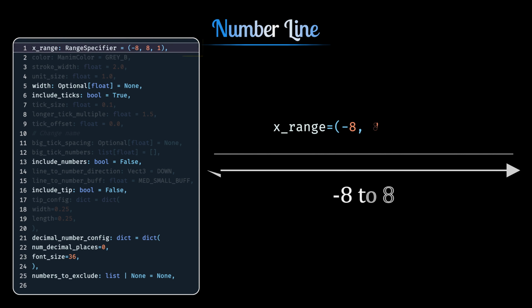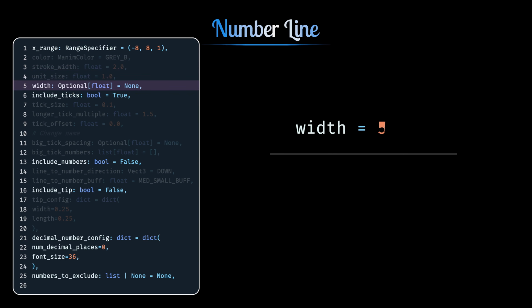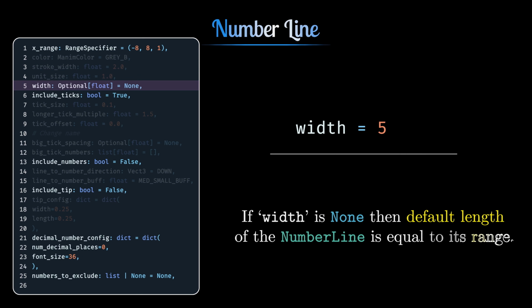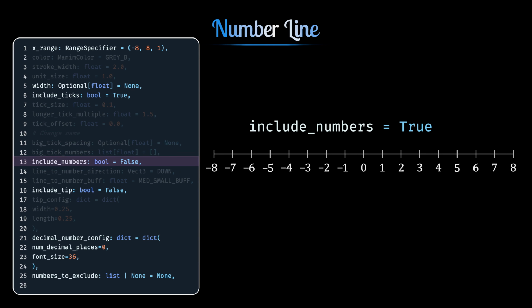The x_range parameter allows you to adjust the range of the number line by specifying the minimum, maximum, and the step size as a tuple or a list. With the length parameter, I can modify how long I need the number line. The parameter include_text toggles on and off the text on the number line. And similarly, include_numbers and include_tip control the visibility of the numbers and the arrow tip respectively.